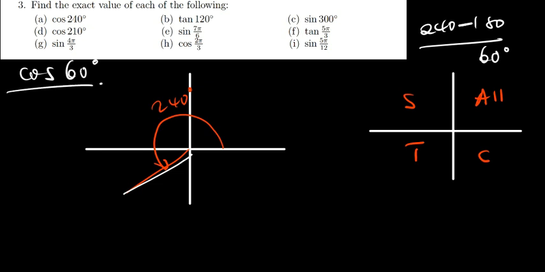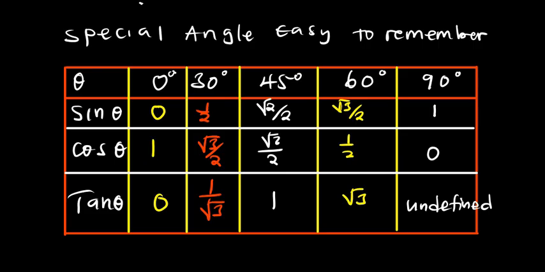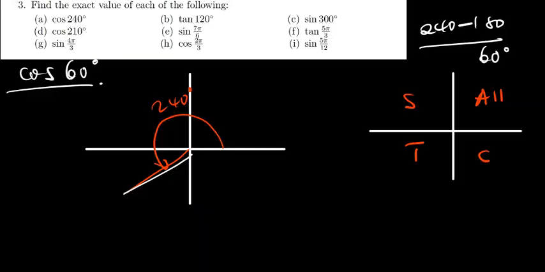But for the answer that I'm going to find here, we should take note that it is in the third quadrant. Cos is negative in the third quadrant. So then I'll go back and look at my chart. Cos 60 is 1 over 2. But because it's going to be negative, the answer is going to be negative 1 over 2. The negative comes in because 240 is in the third quadrant. So that's the answer for that question.